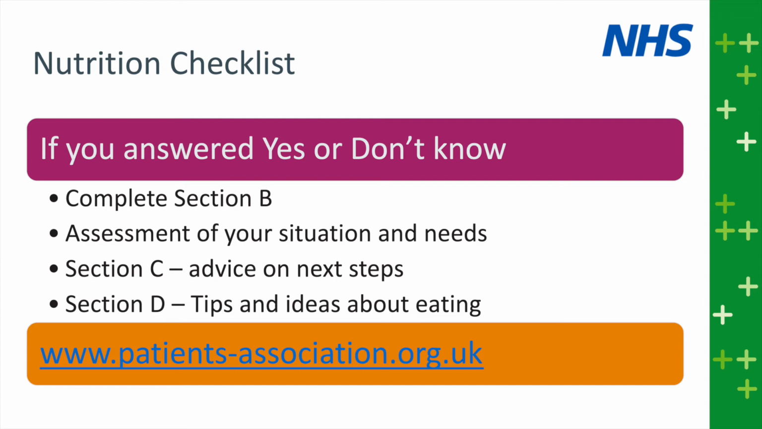So, if you answered yes or don't know, then we would recommend that you complete section B of the checklist, which asks you more about your situation and needs. Section C then gives you advice on next steps to take depending on your answers and concerns. And then section D offers tips and ideas about eating to support you in reducing your nutritional risk. To see the checklist in full, go to www.patients-association.org.uk and look for the nutrition checklist for patients.